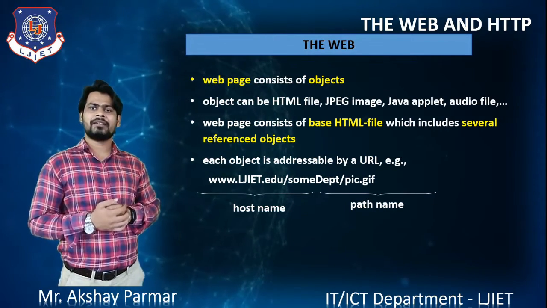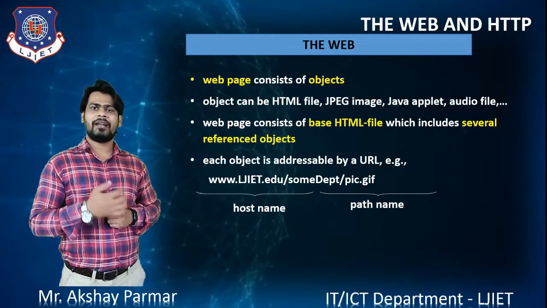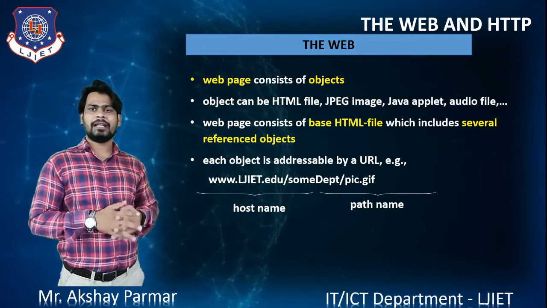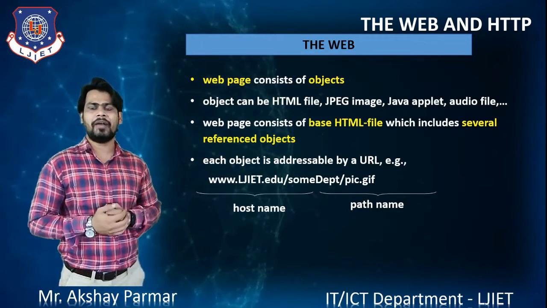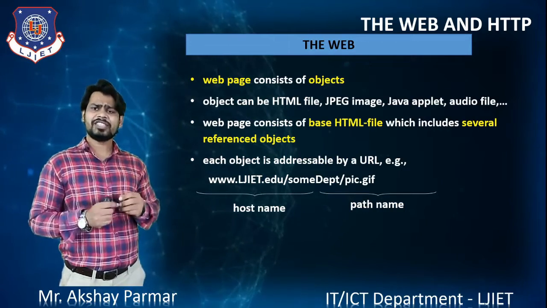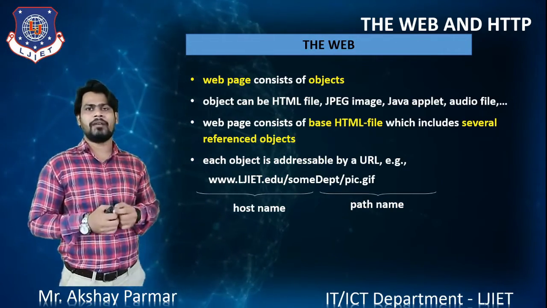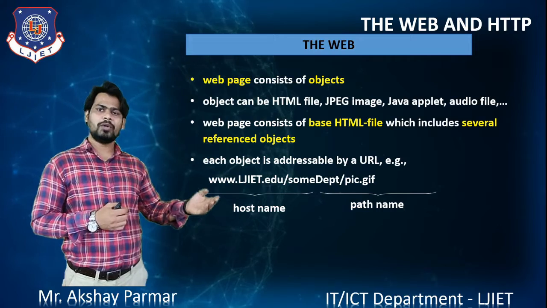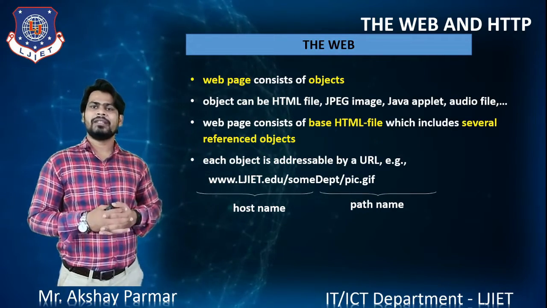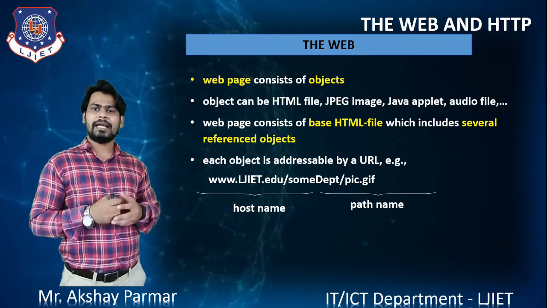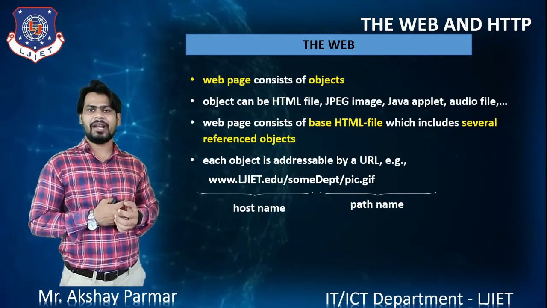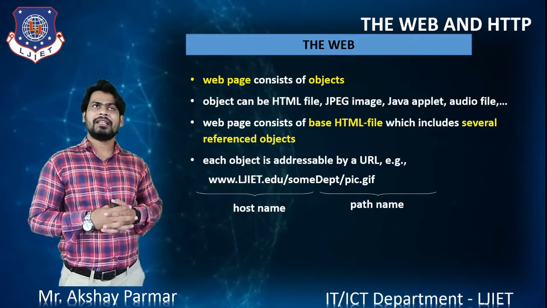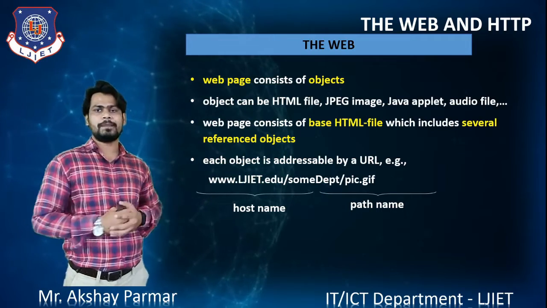All the objects, for example a JPG file or an audio file, have a reference to them that is contained in the base HTML file. Each object is addressable by a URL. For example, www.ljiet.edu is the web host name, and in that you can find pic.gif. This is its path, some department/pic.gif, the path to that particular object.